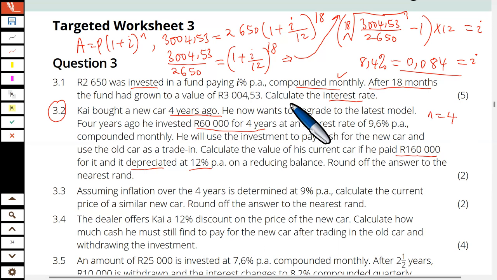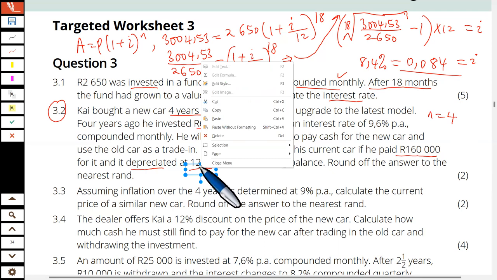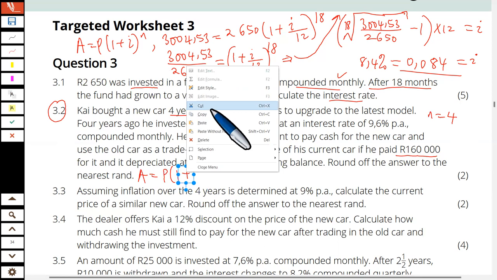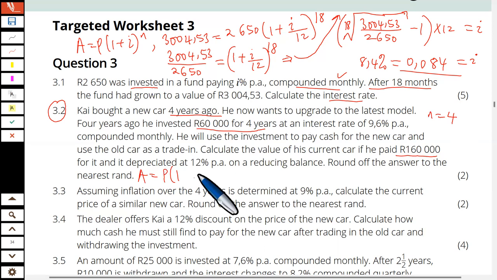I'm just giving the steps here because it's a very, very short answer. To solve this question, the reducing balance formula is A equals P into 1 minus i, to the power n, because now you are dealing with the reducing balance. That is the formula. So A equals the present value of the car. You need to calculate the value of his current car, if he paid this much for it and it depreciated this much on the reducing balance.